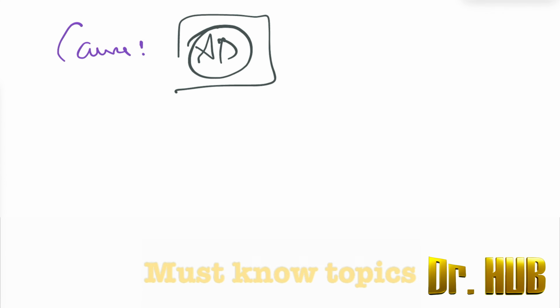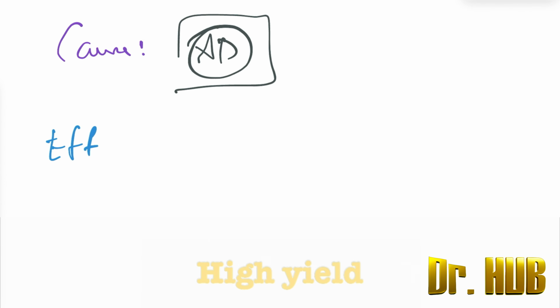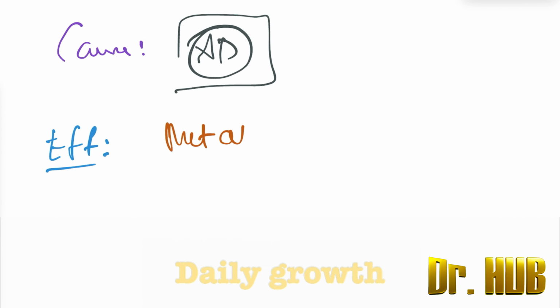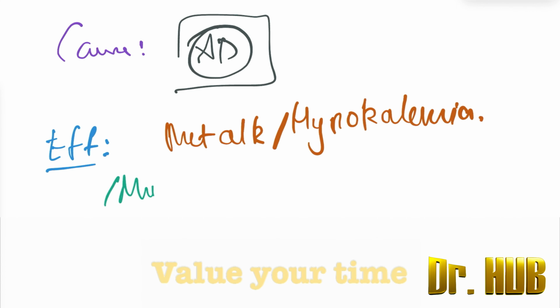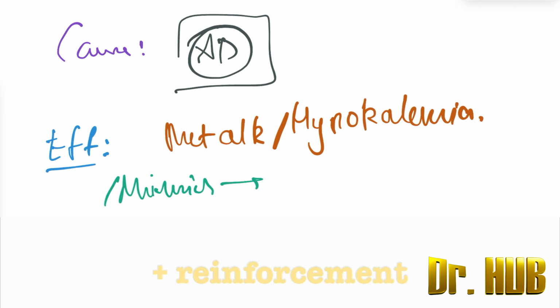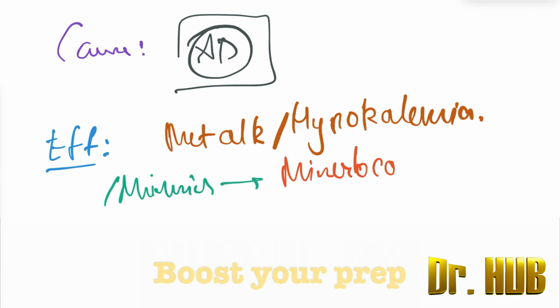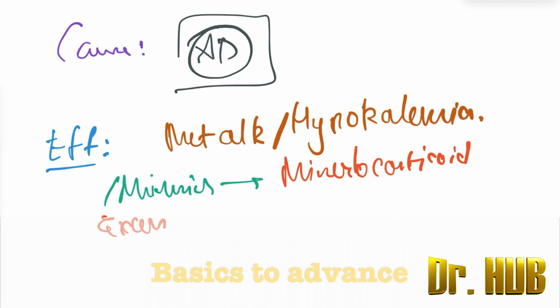It affects the collecting tubule. When we look at the effects, it is metabolic alkalosis. Then there is hypokalemia. Next, it mimics mineralocorticoid excess, but with low aldosterone.